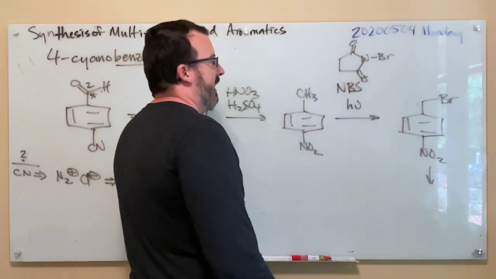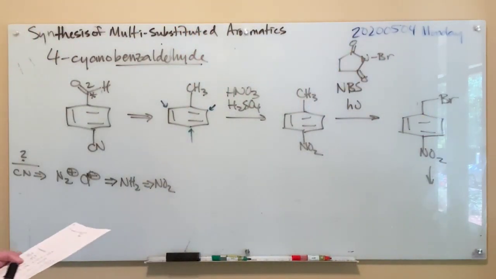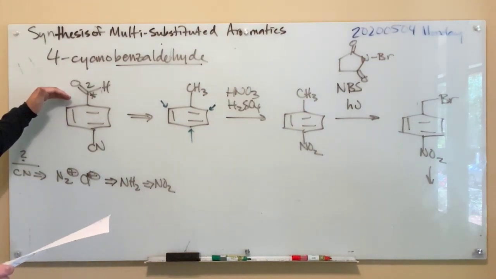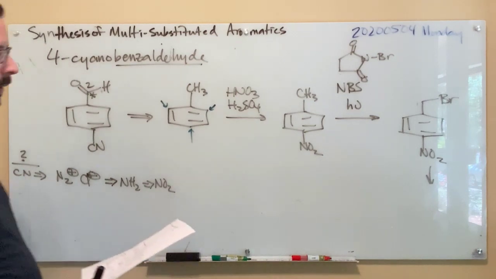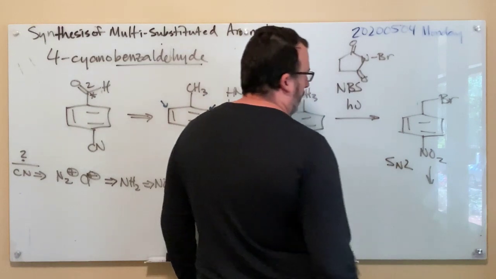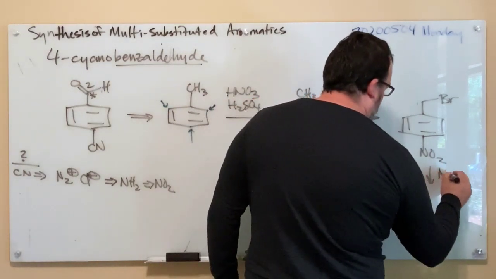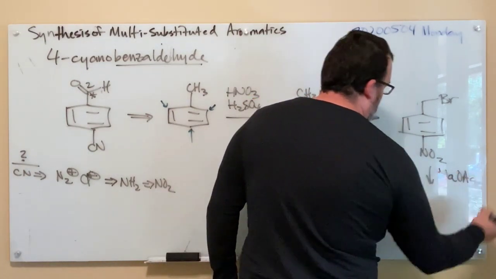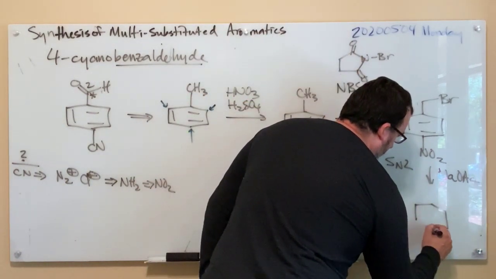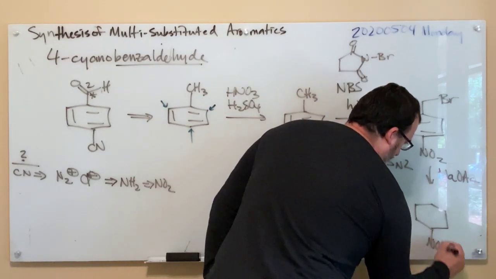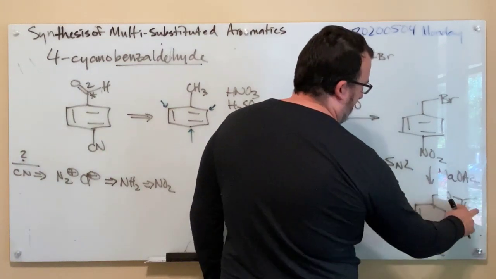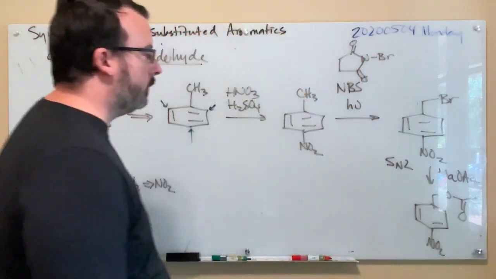So now we have this benzylic bromide. And essentially what we want to do is get the oxygen in there at this point. So we are going to do an SN2 reaction. We're going to displace that bromine. We're going to use sodium acetate to get the oxygen in. So acetate is that acyl portion.